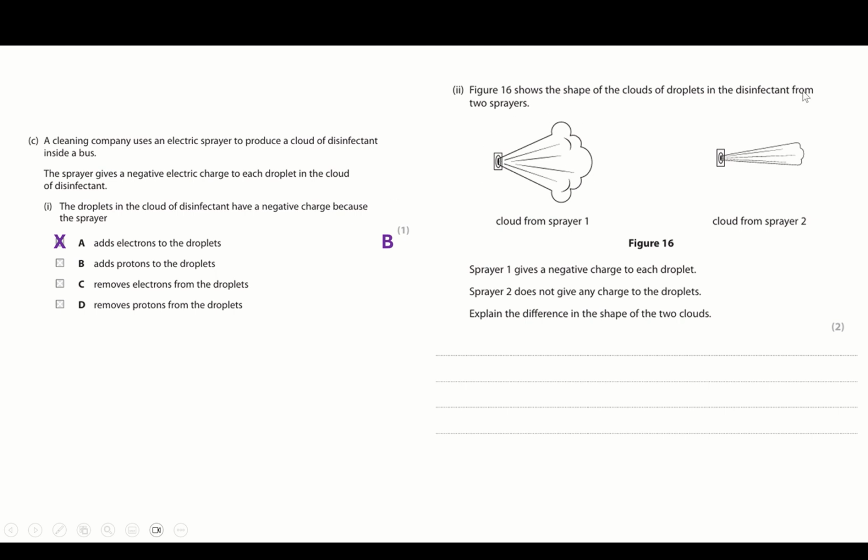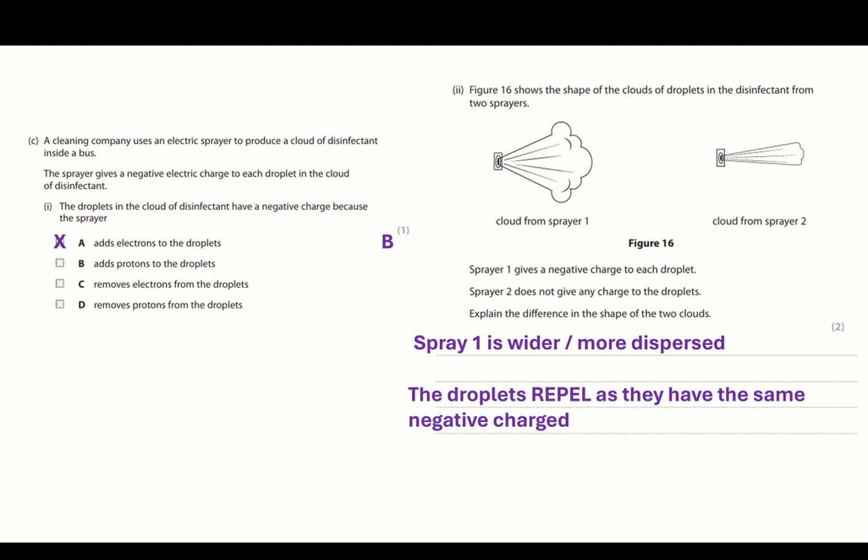Next one, we've got two shapes of clouds. So we've got this one here where it's wide and spread out. This must be where they've all got the same charge. And we've got cloud from sprayer 2. This must be with no charge. So sprayer 1 gives a negative charge. That makes sense. Their droplets have repelled to give a bigger area. No charge. Okay, so now we can explain that. Explain the difference in shape of the two clouds. Spray 1 is wider or more dispersed or spread out, anything for that for the mark. And it's because the droplets all have the same charge, so they repel.